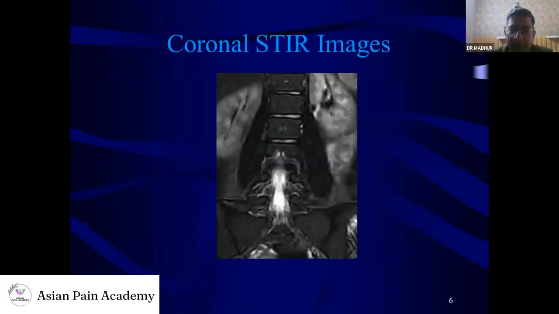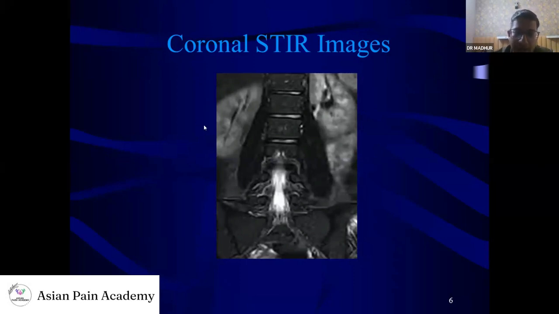Now, the basic implication of coronal STIR images, which are taken as a protocol in all MRI LS spine, is to visualize these psoas major muscles. Not only can you see the vertebral body heights and intervertebral disc, but the main implication of coronal images is to see the psoas major muscle. Many a time we can have paravertebral abscesses, including in the psoas major. So the patient can have low back pain without any involvement of the spine, but the psoas abscess may be the cause.